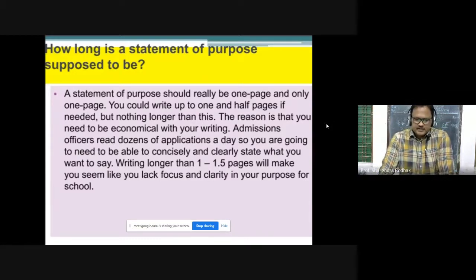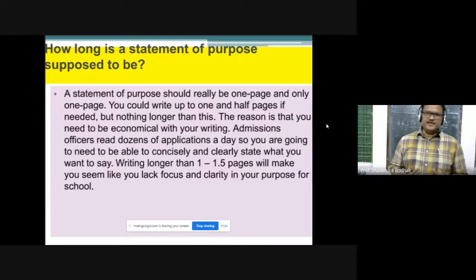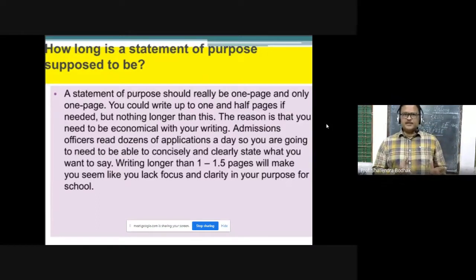Admission officers read dozens of applications a day, so you are going to need to concisely and clearly state what you want to say. So there will be dozens of SOPs coming to those particular universities or graduate schools or colleges. So your SOP should be concise, short.